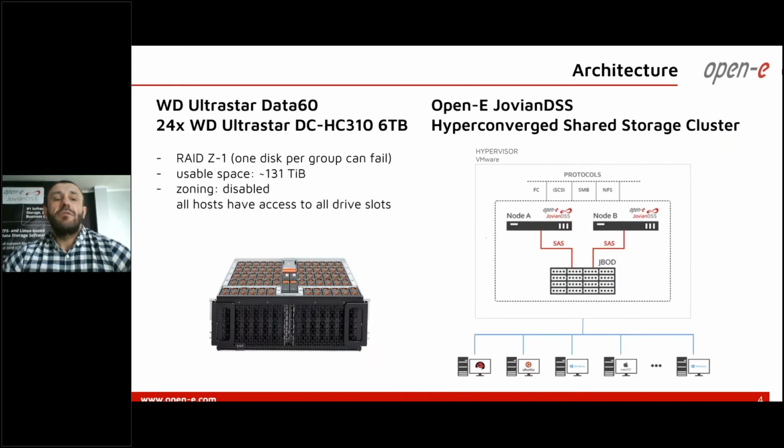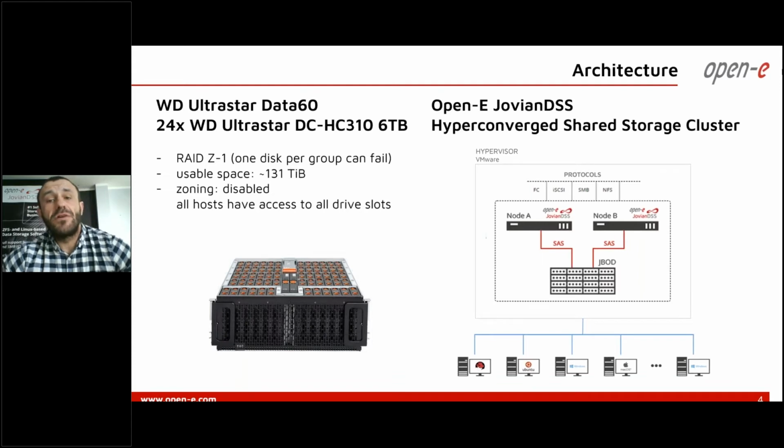And what is our environment for today? Western Digital Ultrastar Data60 JBOD with 24 disks, each 6 terabytes, is combined with RAID Z1, which we will talk about RAID levels a few slides later, and that gives us about 151 usable terabytes of space.